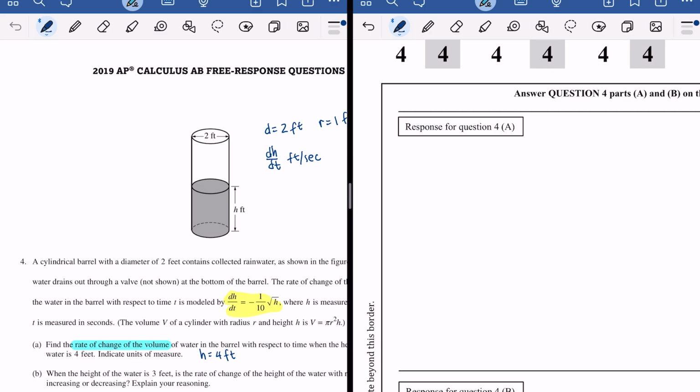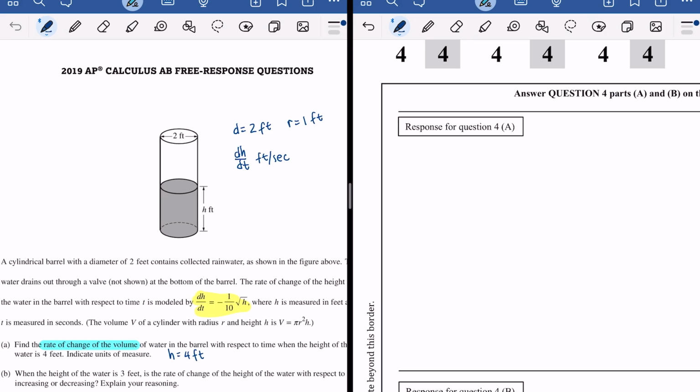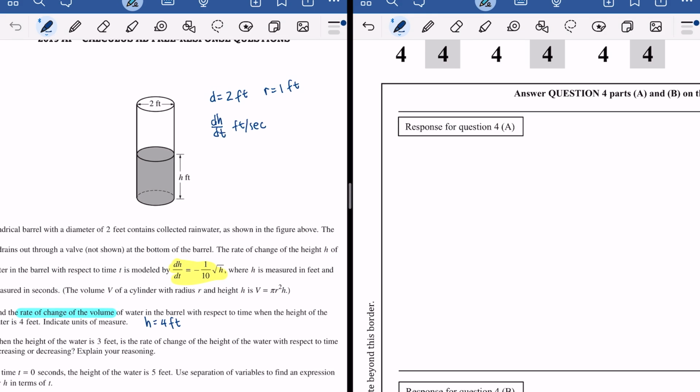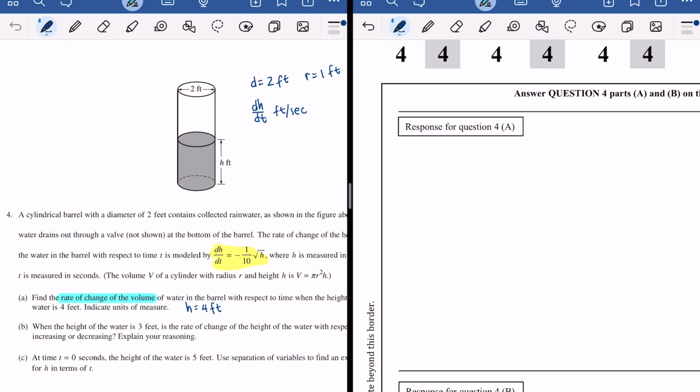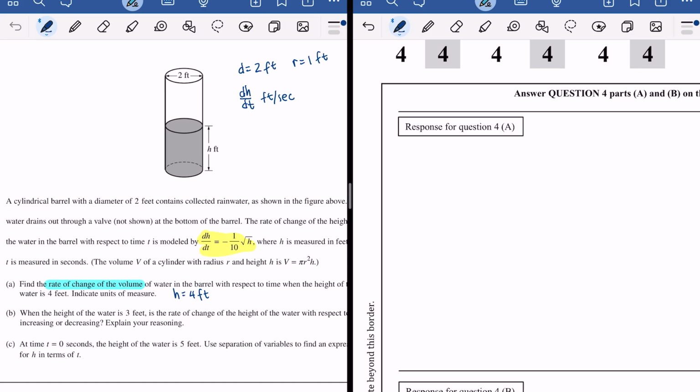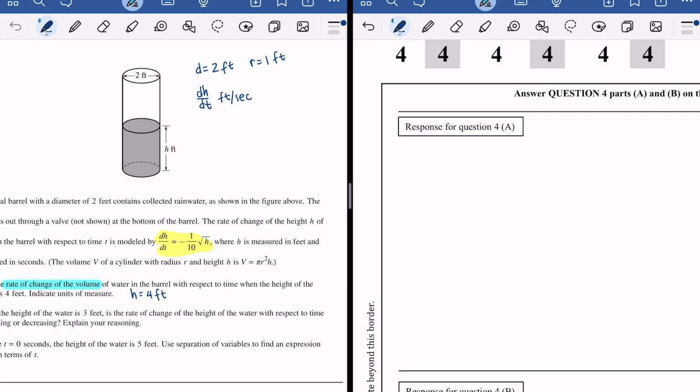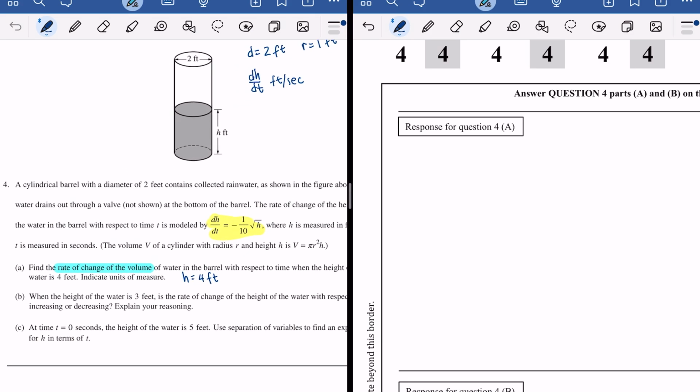Next is 2019 FRQ. We are given a cylinder and it's telling us the diameter is 2 feet, which we know the radius is 1 foot. It collects rainwater. It is also telling us the rate of change of height h with respect to time is modeled by this highlighted equation dh/dt, and it is measured in feet per second.